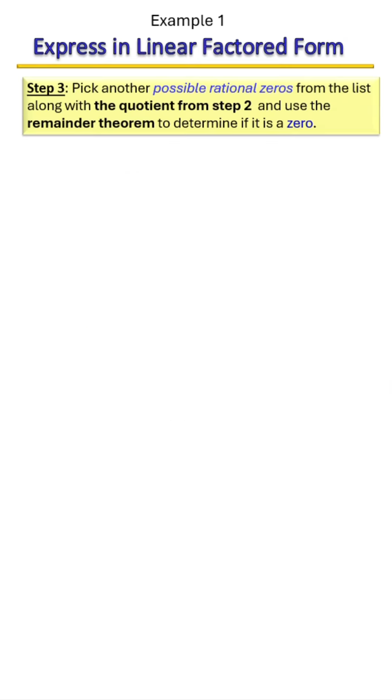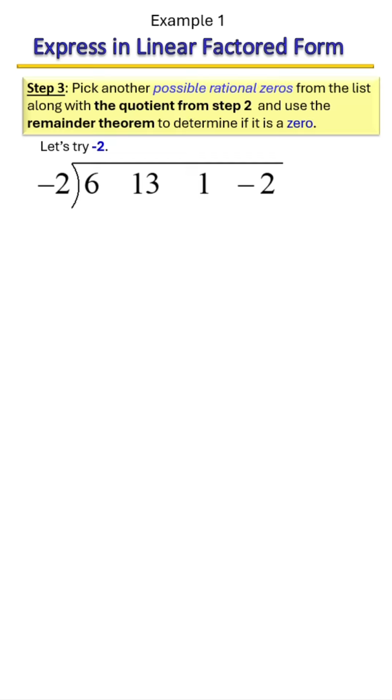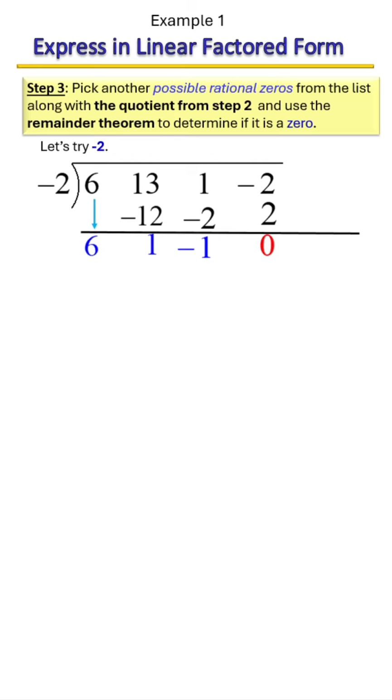Next, you take another number from your list. I'm going to take negative 2, and you test it and see if you get a 0 out as your remainder. So I'm going to start the process, bring down the 6, multiply that with negative 2 to get negative 12. Bring down a 1, multiply that with negative 2 to get negative 2. Bring down the negative 1, multiply that with negative 2 to get positive 2. Bring down the 0, so yes, it is also a 0. So to write that in linear factor form, that negative 2, and putting the x back, it would be x plus 2.